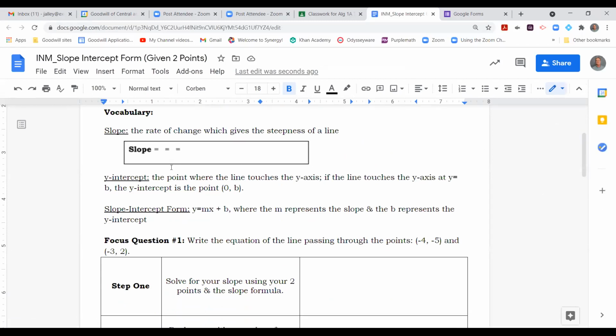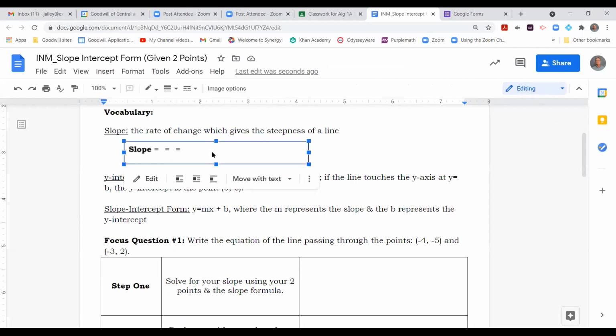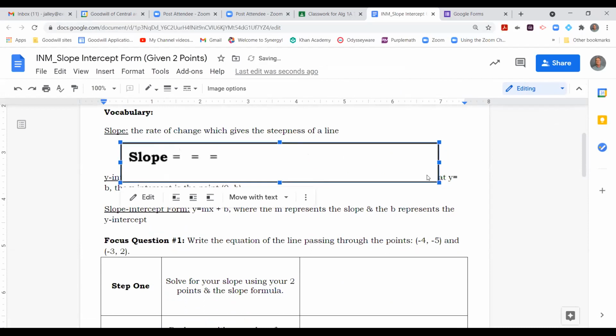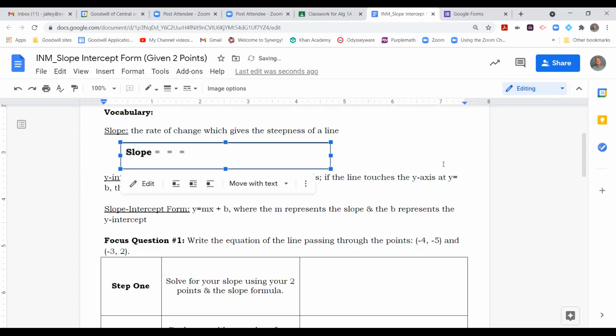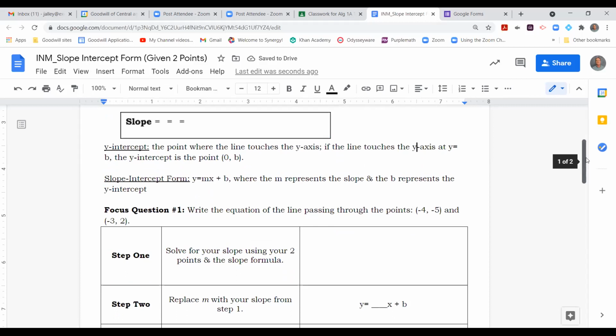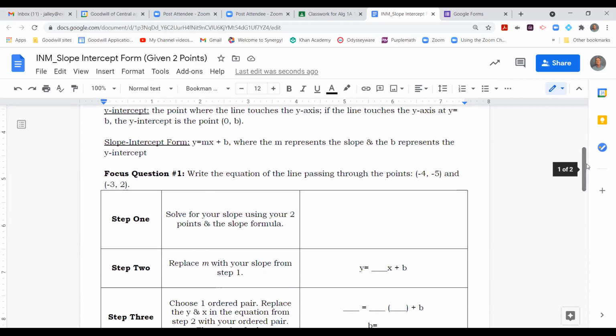Give you the same definition here for Y-intercept. I don't know why this here is not showing up, but it's supposed to be the slope equation. Maybe it's not big enough. Sometimes Word documents don't translate into Google Docs the way they should. So I need to fix that, and I will.